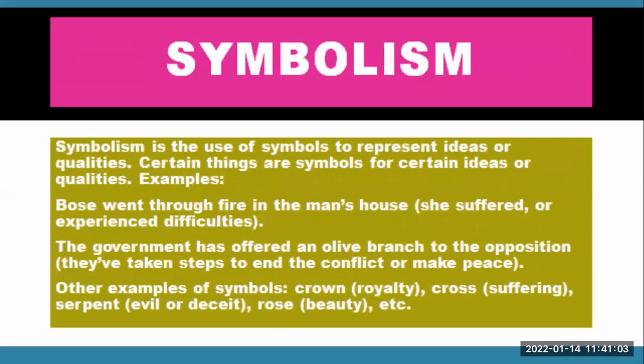All right, so now symbolism is another literary device that enables us to interpret idioms. Symbolism is the use of symbols to represent ideas or qualities. Certain things are symbols for certain ideas or qualities. For example, if you say Bose went through fire in the man's house, you are only referring to suffering. When you say that someone has gone through fire, that person has suffered or experienced some difficulties, and so forth.